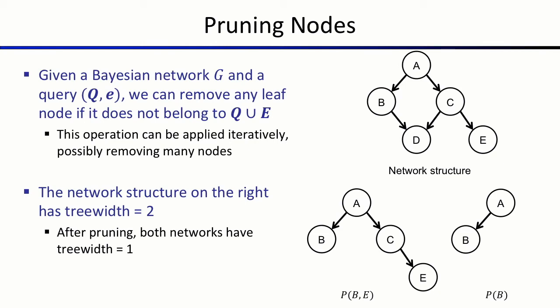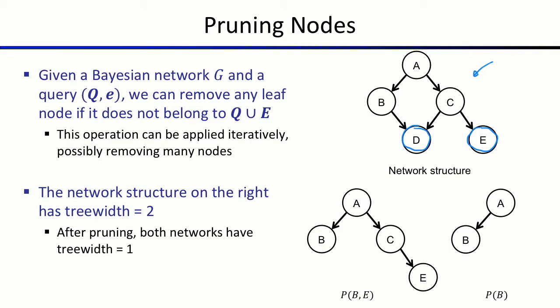The idea of pruning nodes is very simple. We can prune any leaf node that does not belong to the query or to the evidence. For instance, we have this network here, and we have two leaf nodes. The leaf nodes are the nodes that have no outgoing edges. We have this leaf node here and this leaf node here. These are the two that we can initially prune. If we prune a leaf node, some other leaf nodes may appear. In this case, we can recursively apply this idea until we get into a situation where we cannot prune nodes anymore. So let's take a look at two examples.